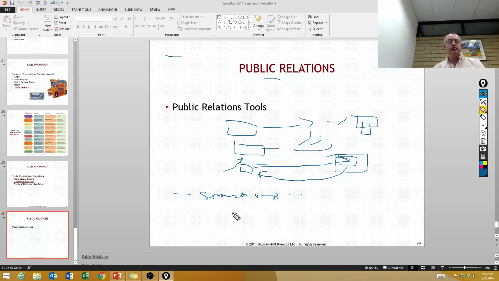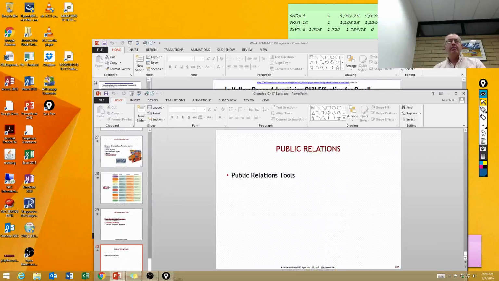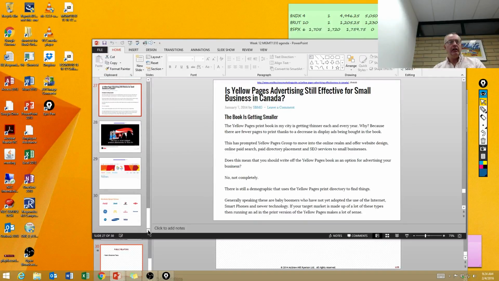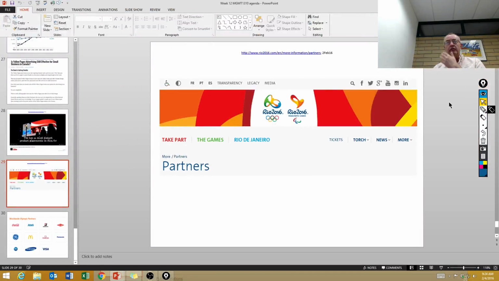And since 2016 is an Olympic year, it's the Summer Olympics in Rio de Janeiro in Brazil in August. So as we would guess, there's lots of corporate sponsors for the Olympics. And so I went to the Olympic website, so there's the logo for the Rio de Janeiro Summer Olympics, and they've got a list of partners. These are the corporate sponsors.